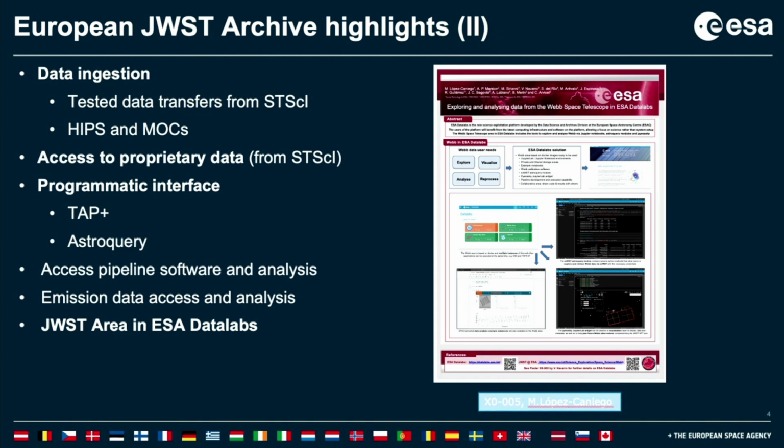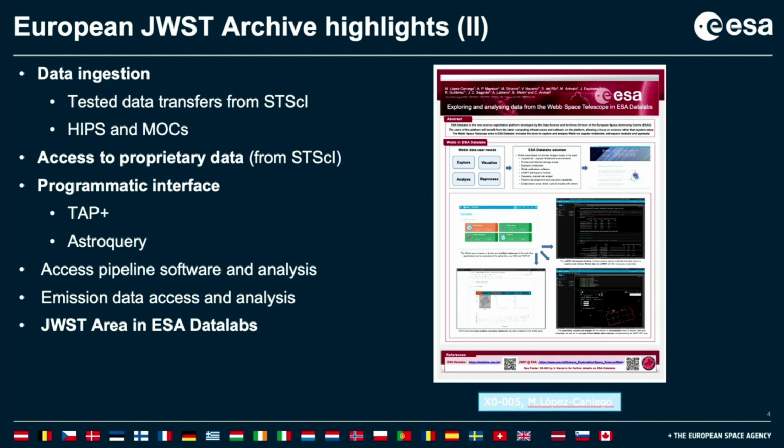The EJWST archive also has Astroquery access capabilities. We have implemented an Astroquery Python module that provides an API, allowing direct programmatic access to the archive. We have also extended it to provide access to resources for running pipeline software and analysis, and we are also working with the European scientific community and consortium teams regarding early mission data access and analysis.